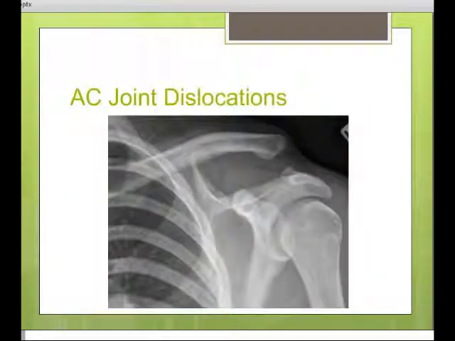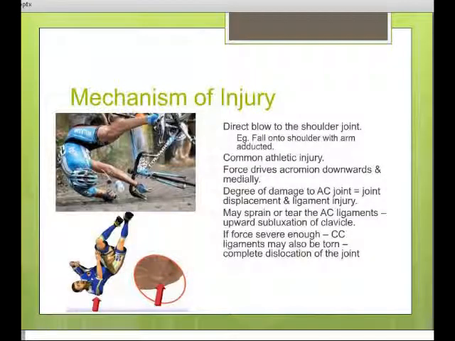Now, the mechanism of injury is usually a direct blow to the shoulder joint. An example would be a fall onto the shoulder with the arm adducted, as illustrated in the diagrams here. It is a common athletic injury, and the force drives the acromion and scapula downwards and medially. The degree of damage to the AC joint corresponds to the joint displacement and the amount of ligament injury.